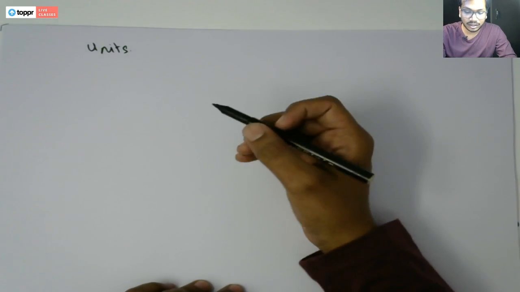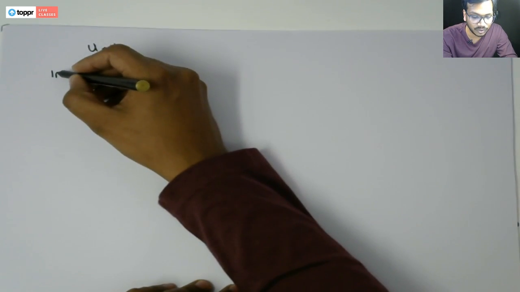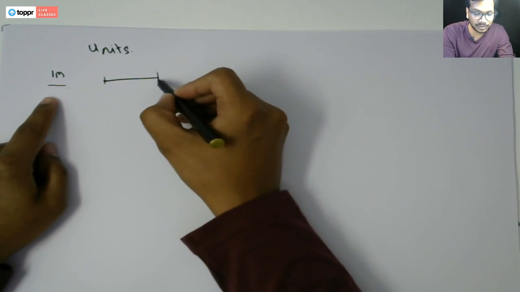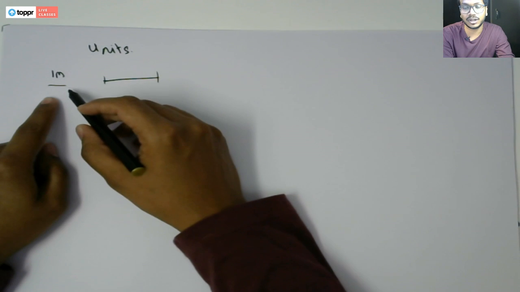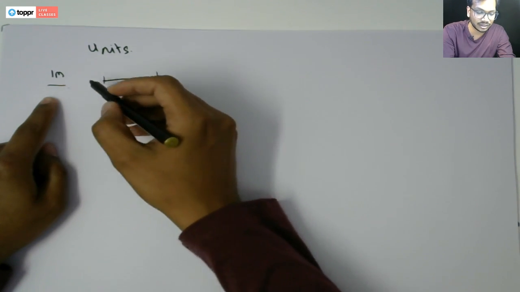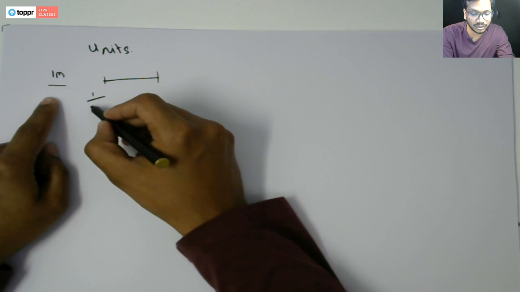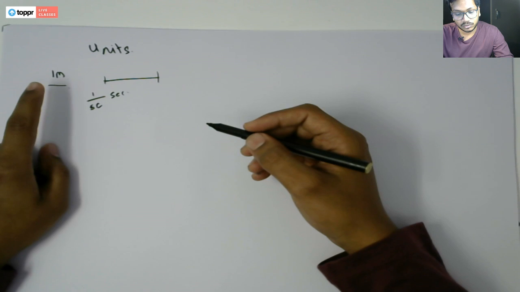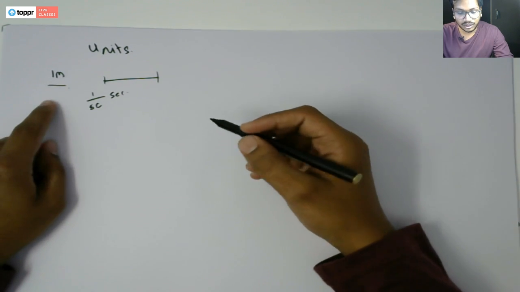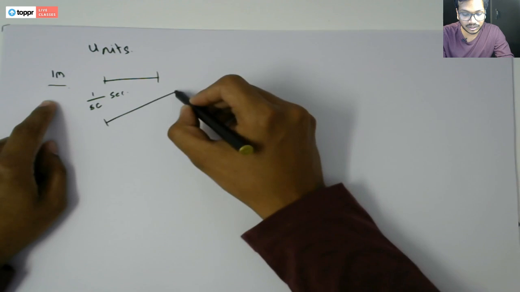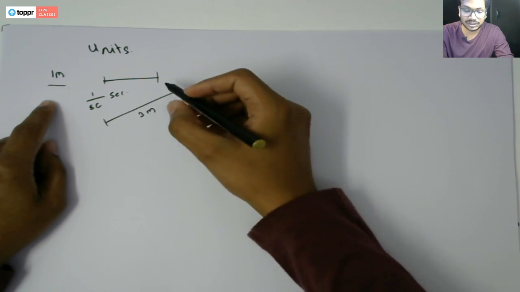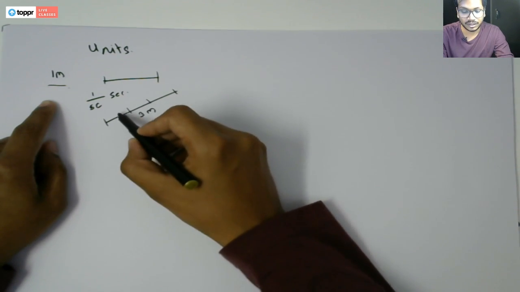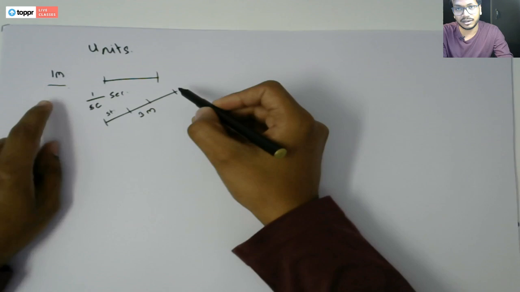So a standard of length is a meter. 1 meter is the standard of length. This is the length of a piece which has been preserved, or you could define it in terms of the speed of light: the distance that light travels in 1 upon speed of light seconds. Now that we have a standard unit, if you say this line is 3 meters, it means that the length of this line is equal to 3 times the standard length.